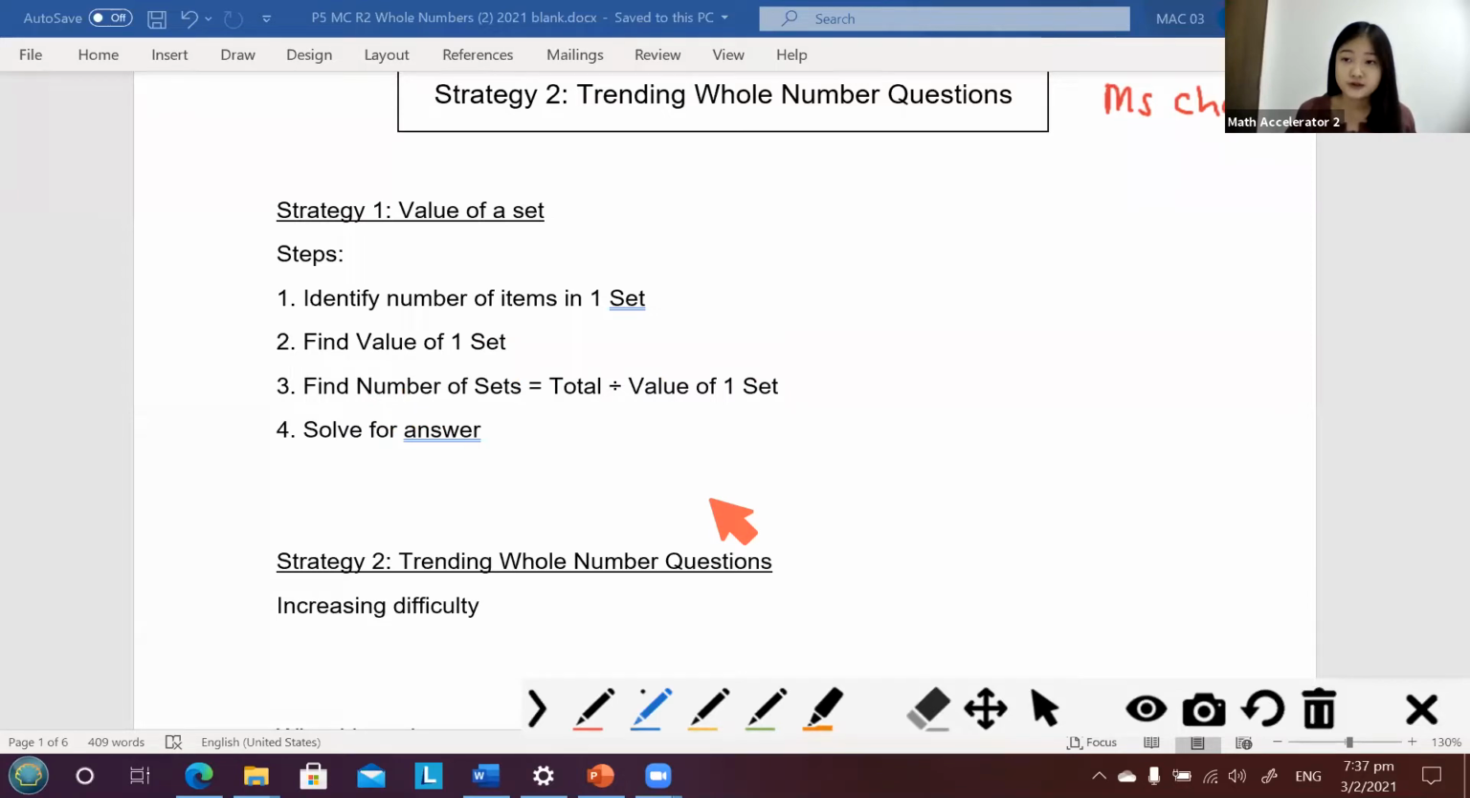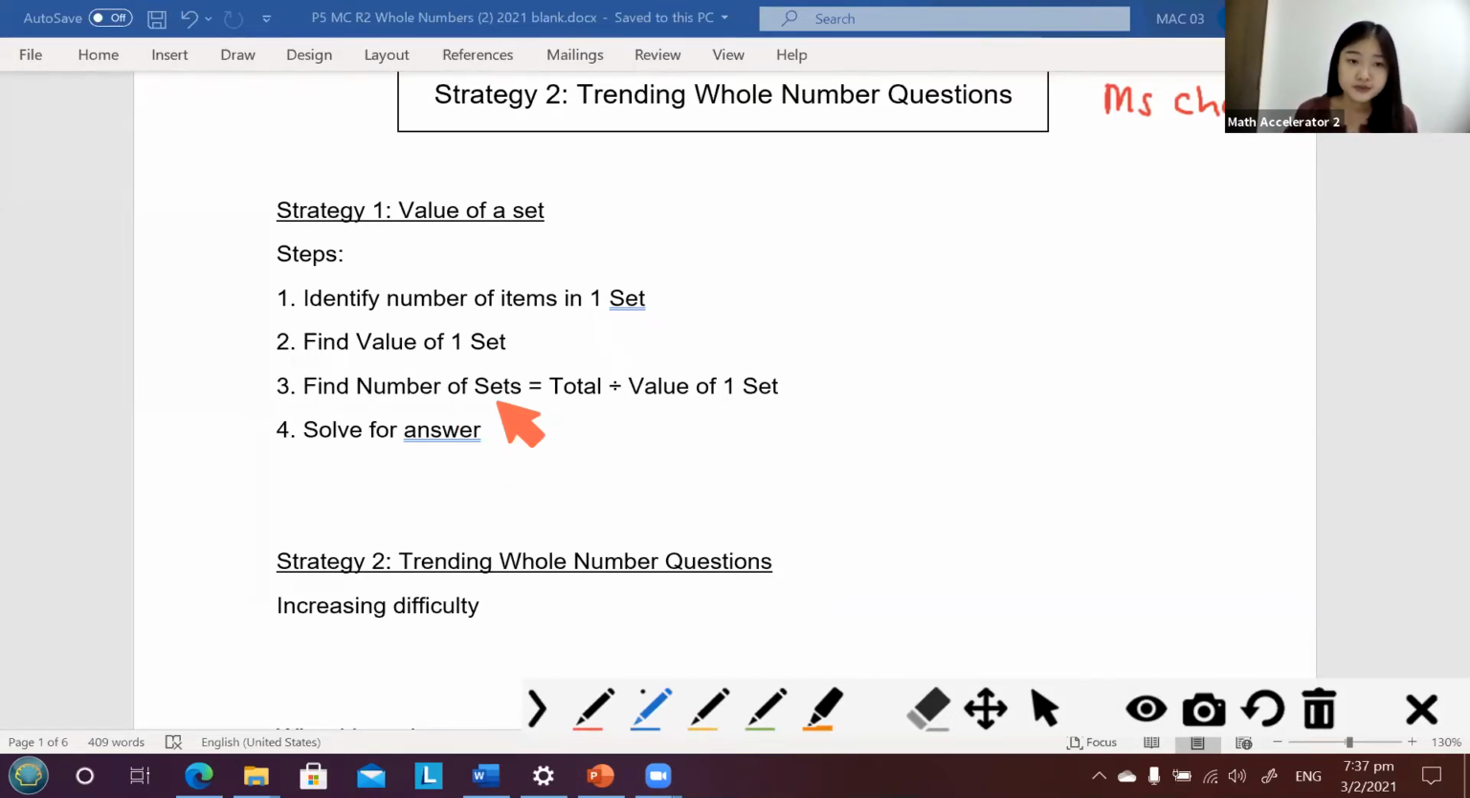When you find the value of the set or the group, it can be in terms of money, or it can be in terms of items. So the value of a set can be, let's say, $20, and it can also be, let's say, maybe 30 cakes in one set. So it depends on the question.